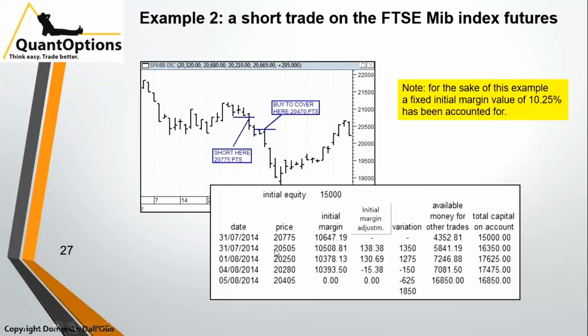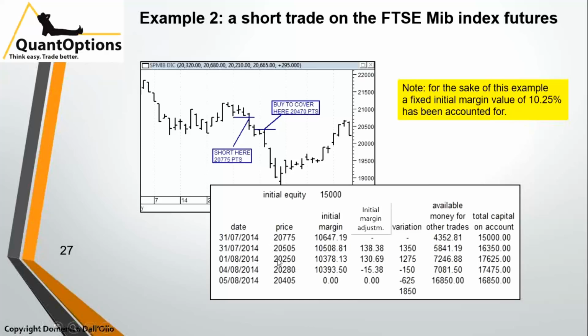But at the end of the day, the closing price is 20,505. I have opened a short position, so I am gaining money, 270 points times 5 euros each, a positive variation margin of 1,350, and a reduction in the initial margin because a lower price means a lower value of the contract. So I am credited 1,350 euros as variation margin, and 138 euros are released and come back to my regular account.